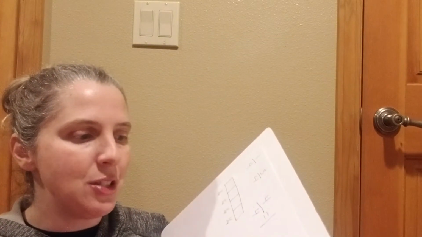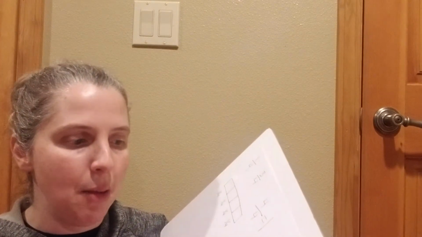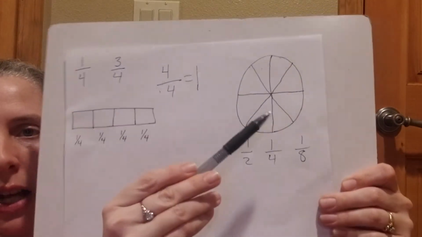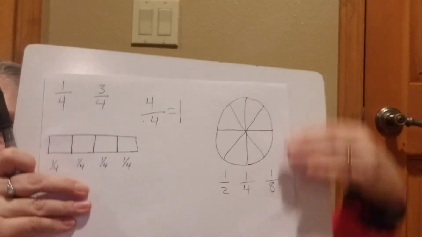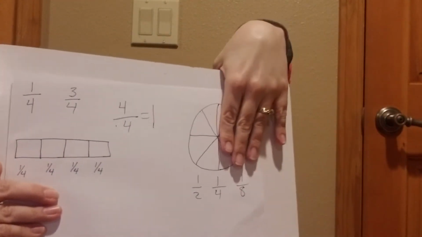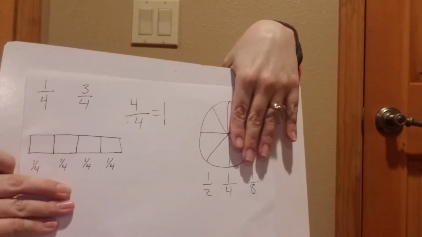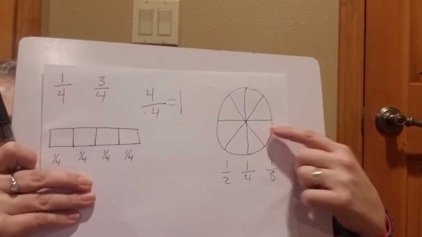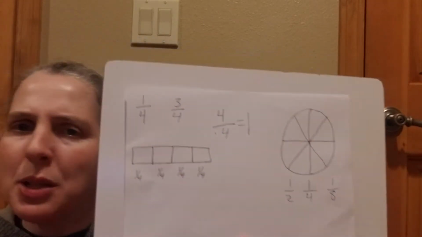Well, what if I have to split it with another table? So everybody gets one piece, but now we're splitting it 8 ways. Look how small my piece is. I used to have a piece that was this big. And now that we're dividing it by 8, my denominator got bigger, my piece got smaller. Okay, so just want you to keep that in your head.